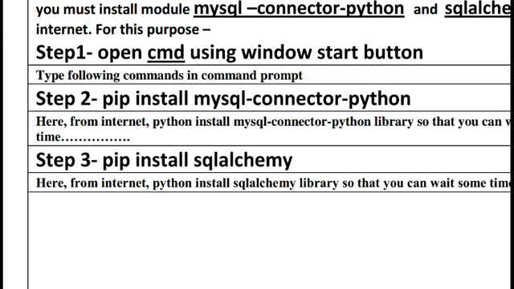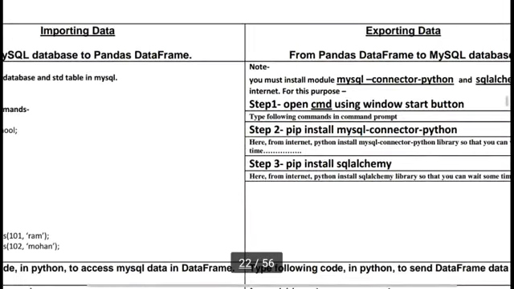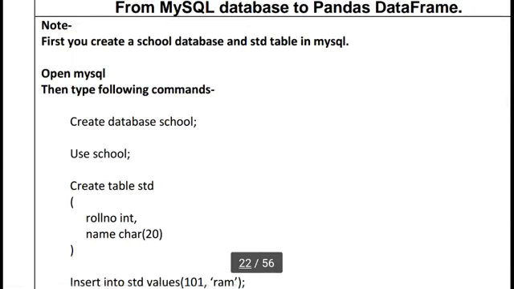If we want to import or export our data frame to a MySQL table, and convert a MySQL table into a data frame, we need two additional libraries. We first install them with the help of the internet. First we install MySQL connector Python, then we install SQLAlchemy. After completing this task, we will be able to import and export our data frame or database table between Python and MySQL. So first we import data. This is a very simple thing.